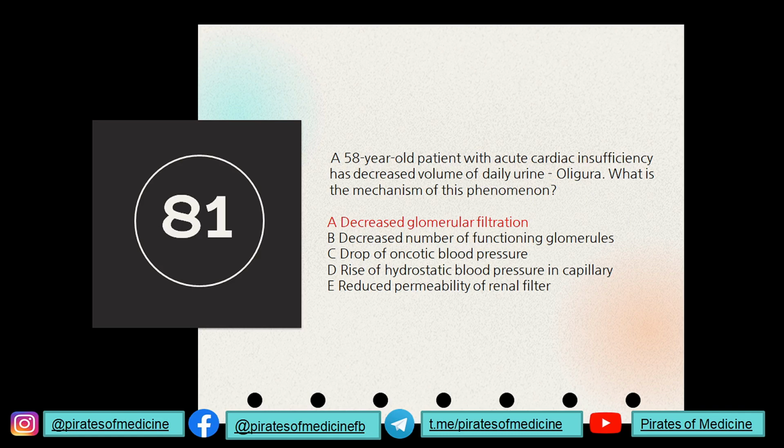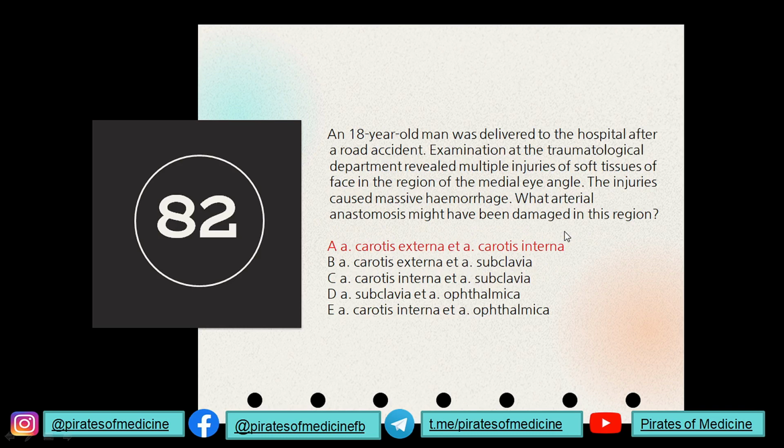So there are 2-3 main pressures. The most important are the hydrostatic pressure in the glomerular capillaries, which promotes filtration, and the oncotic pressure of the blood, which is due to the proteins in the blood, specifically the albumins, which opposes glomerular filtration. So in case of acute cardiac insufficiency, the hydrostatic pressure will be decreased, which would ultimately lead to decreased glomerular filtration. That is why the answer is A. So let's go to the next one.